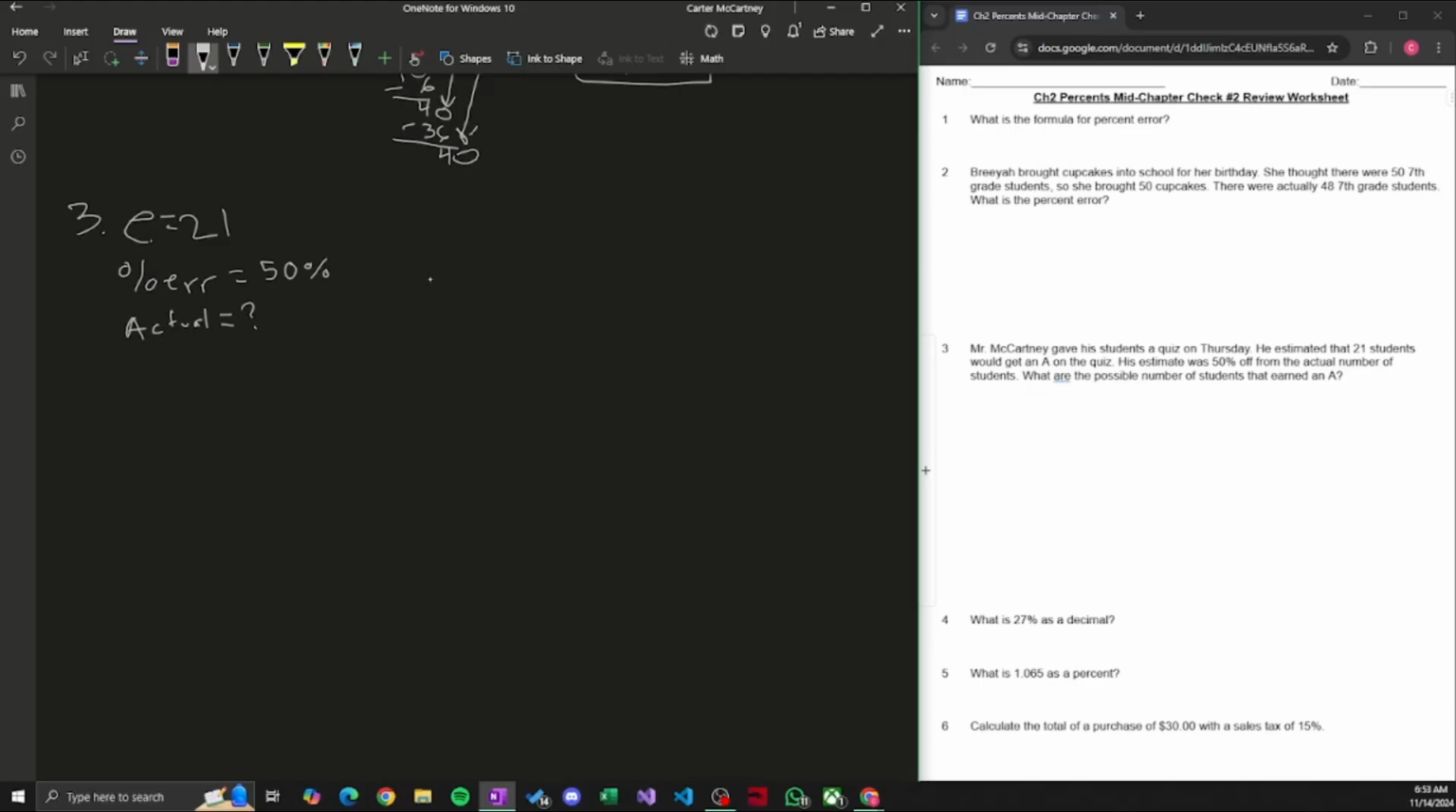Don't know the actual. Remember, we still have our equation, right? We have percent error is equal to the absolute value of the actual minus the estimate divided by the actual times 100. Okay. Now, percent error we know is 50.